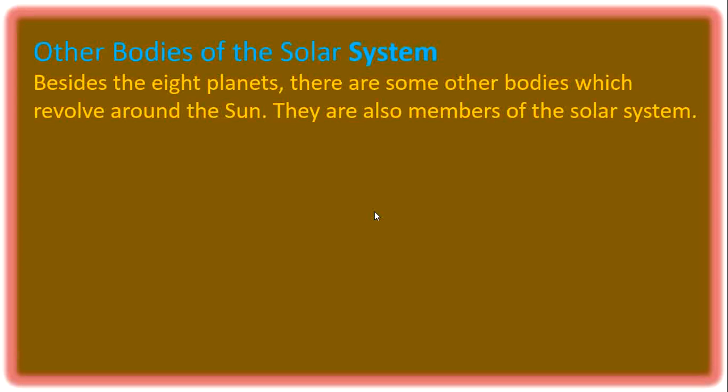Now, let us see the other bodies of the solar system. What are the other bodies of the solar system? Besides these 8 planets, there are some other bodies which revolve around the Sun. They are also called members of the solar system. Now, first let us see asteroids.